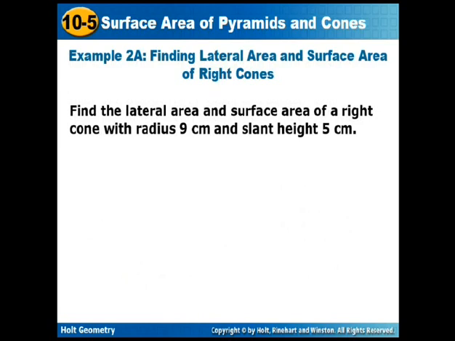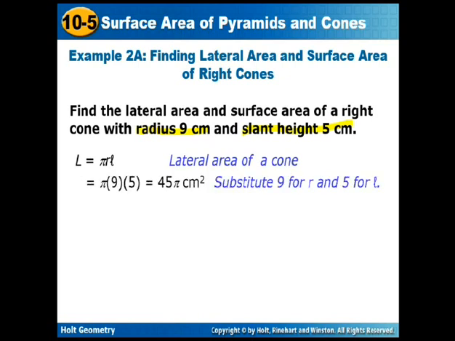The first example about cones: find the lateral area and the surface area of a right cone with radius 9 centimeters and slant height, which is L, 5 centimeters. Apply the first formula, which is the lateral area. The lateral area is equal to pi r L, all are given.